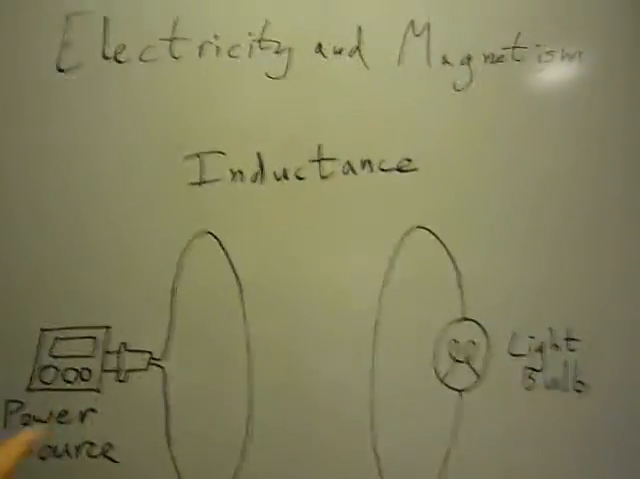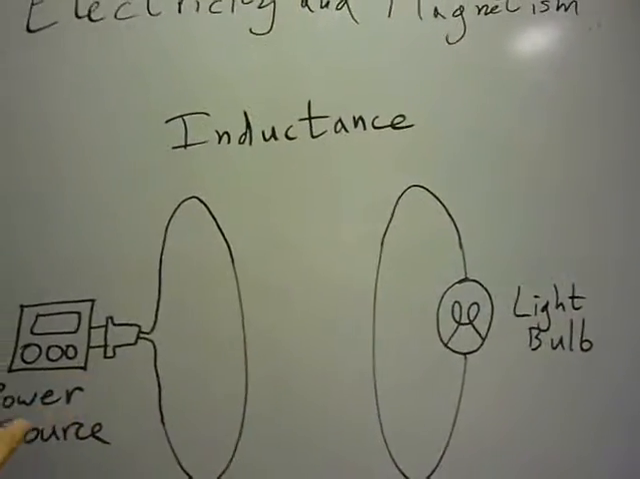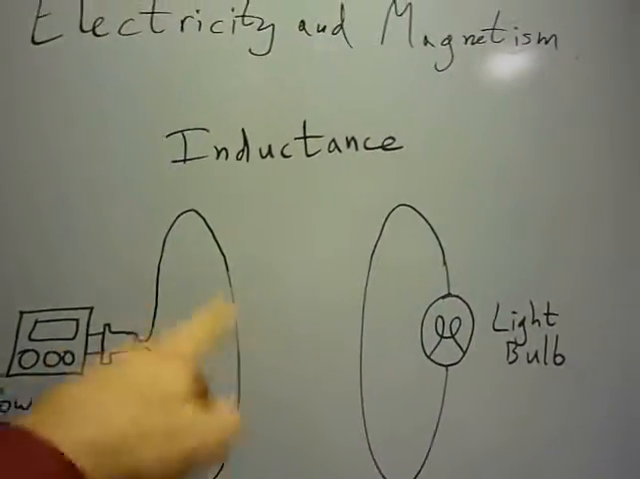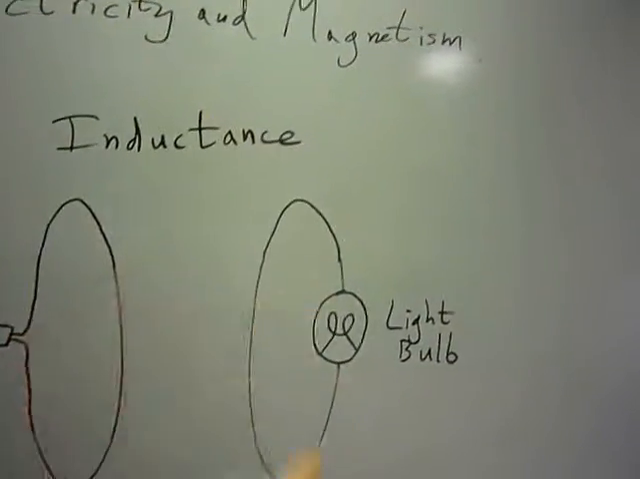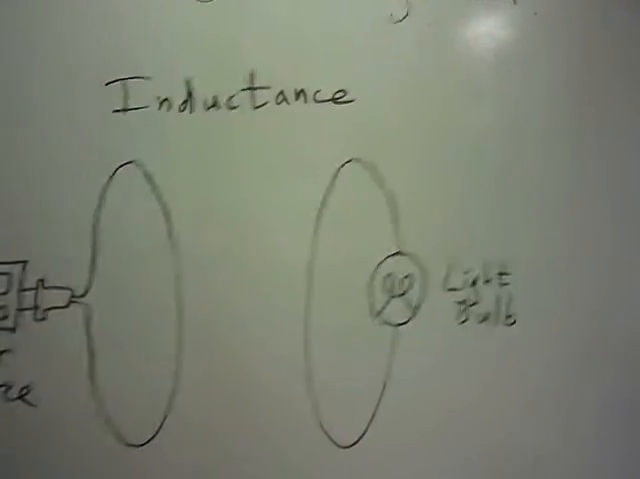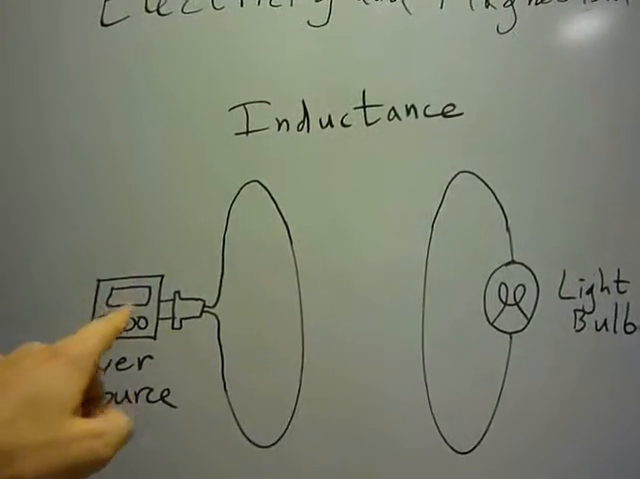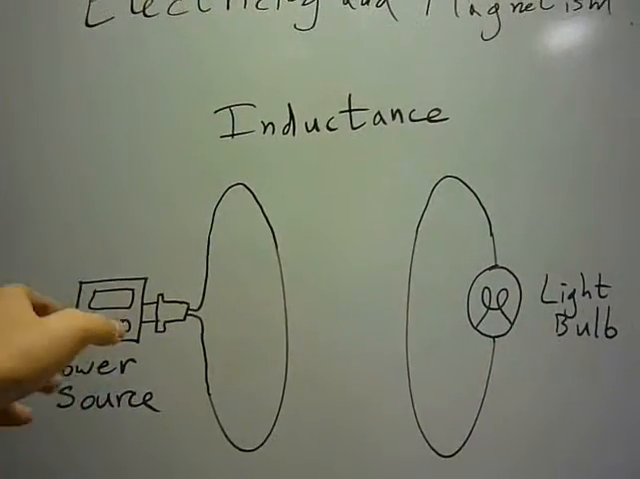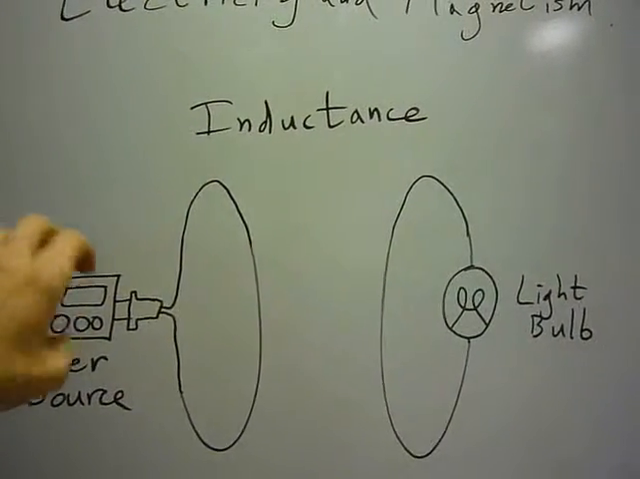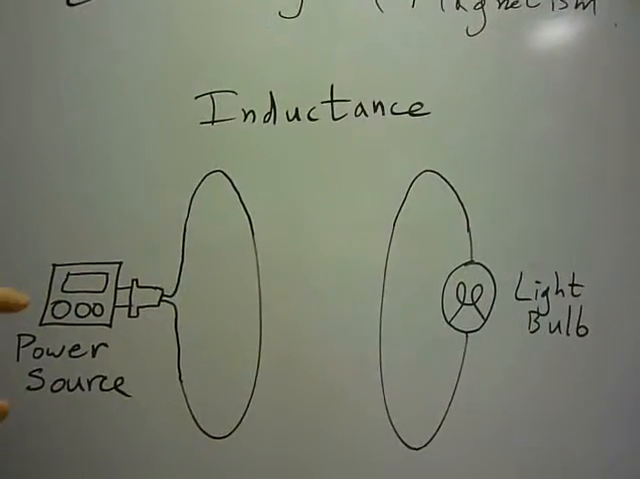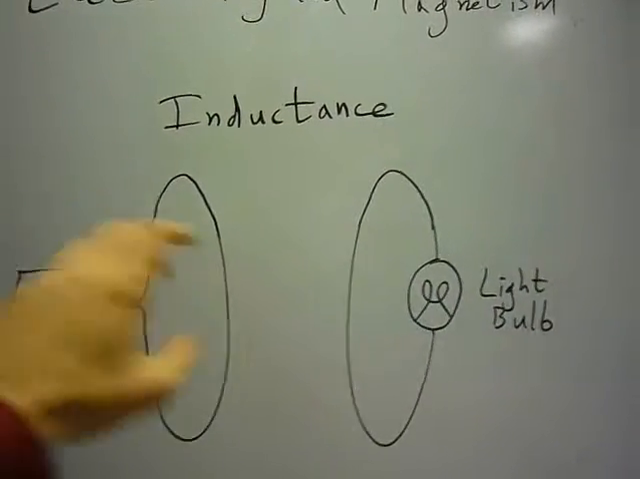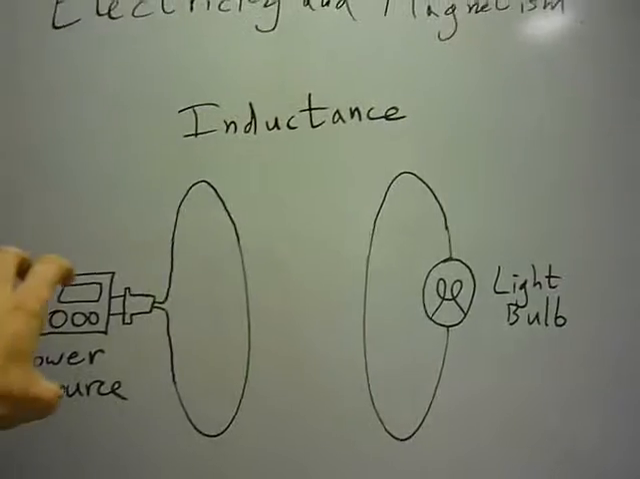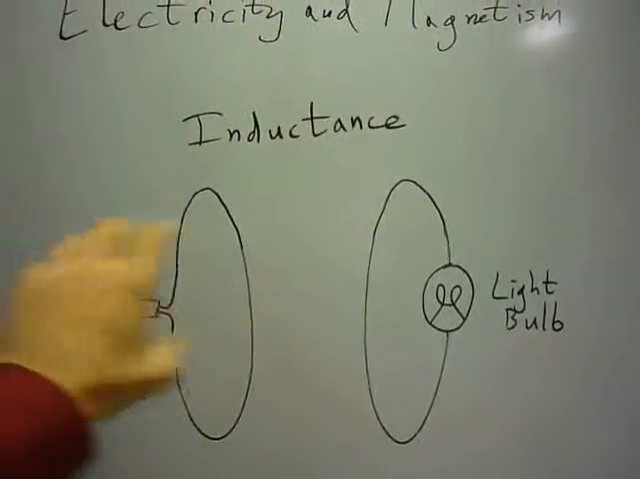Supposing I have a loop of wire that's connected to a power source with nothing in it, and then I have another loop of wire with a light bulb in it with no power source. So this power source, I have a knob on this power source, and I can raise the electricity and lower it. As I'm raising this knob, the light bulb will light up. If I leave it at the same position, it will not.